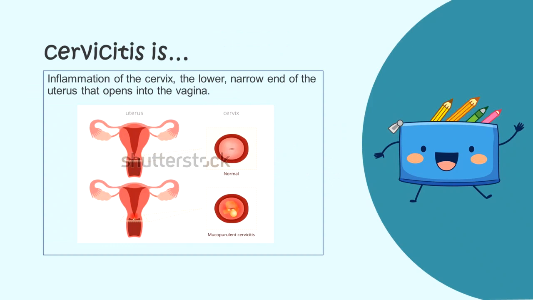My name is Sofia Soleha, and I would like to present the definition of cervicitis, the etiology, risk factors, and signs and symptoms of cervicitis. Cervicitis is defined as inflammation of the cervix, which is the lower, narrow end of the uterus that opens into the vagina.